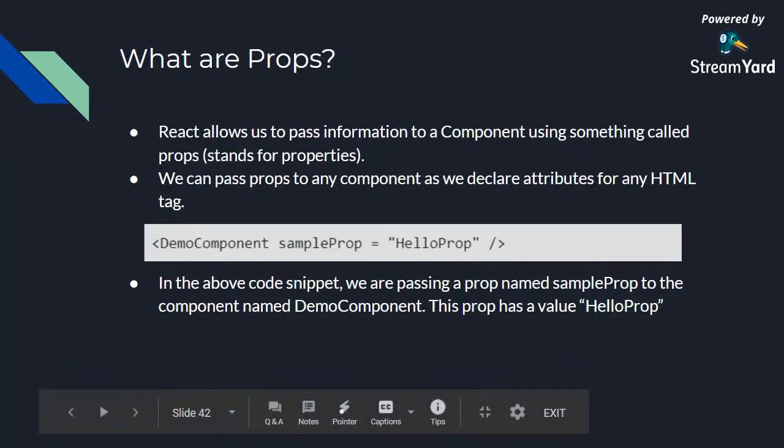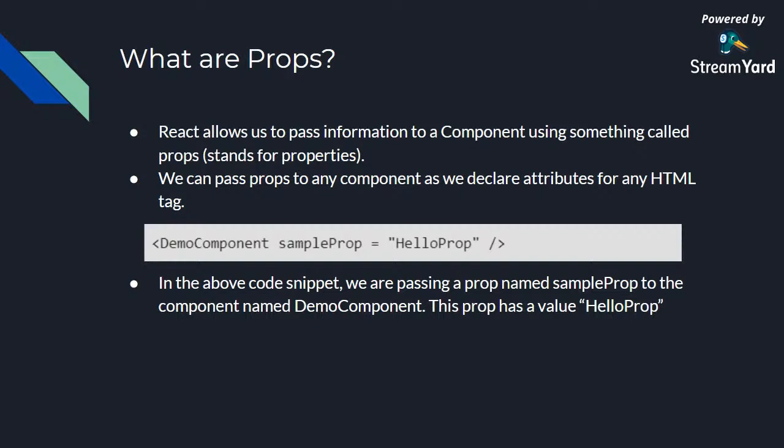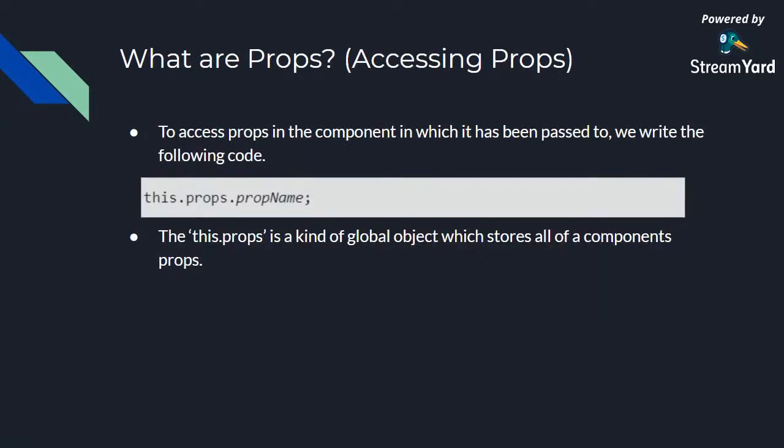We can pass props to any component as we declare attributes for any HTML tag. So this is the demo component. Demo component is a component we are adding as an example, and this is the prop that we are passing to that particular component. So in the above code, we are seeing that we are passing a prop named sample prop with the value of hello prop. Let me show you an example further on.